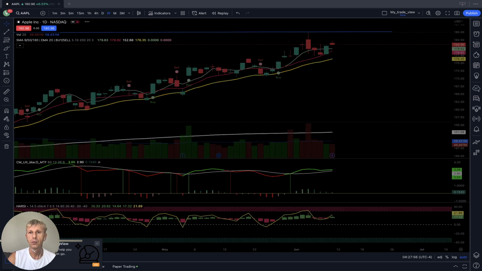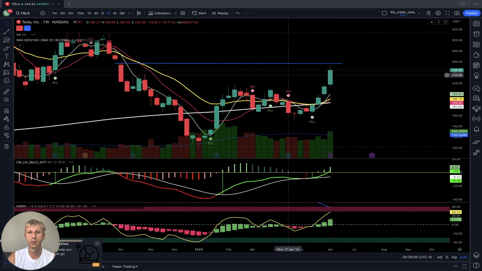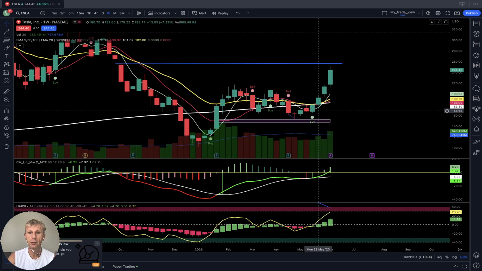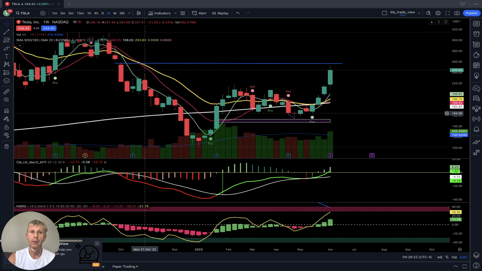Now let's move to Tesla. Tesla is very bullish, very powerful for the last 4 weeks. You see a strong bull run for Tesla for the last 4 weeks. It's very far from 20, disconnected from 20. It touched the level of October 22. The low was in January 2023.